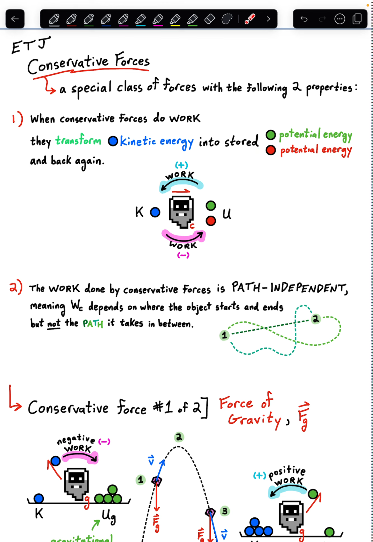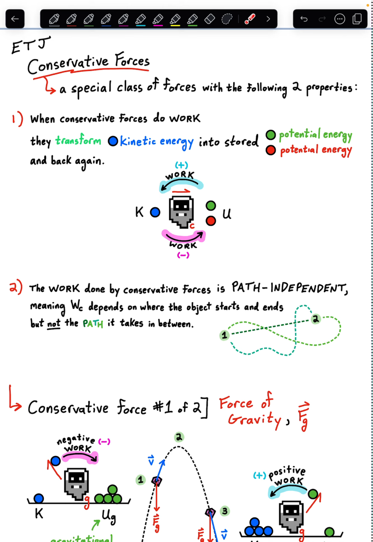So in the center, this icon represents a hardworking force, subscript C for conservative. So a conservative force that can do negative work to transform blue kinetic energy into one of these forms of potential energy. And we use the letter, a capital U, to represent potential energy, just like capital K represents kinetic energy. The U doesn't stand for anything.